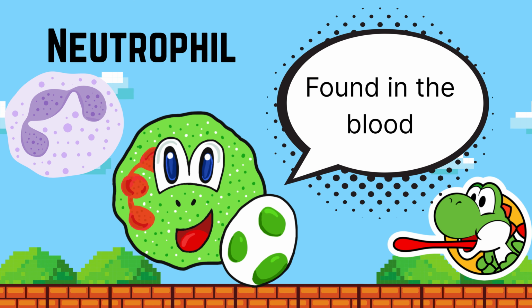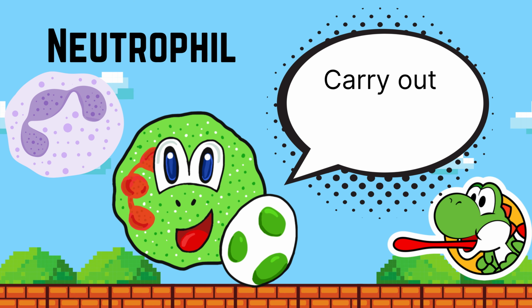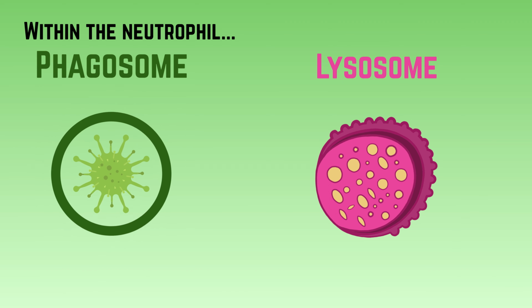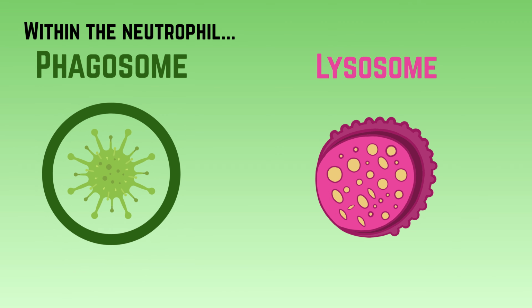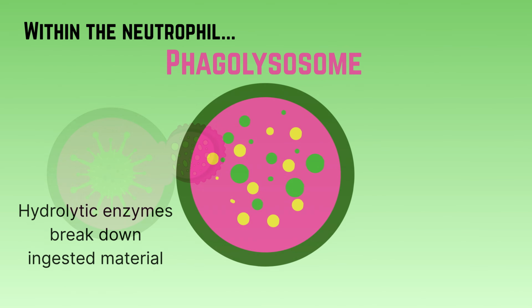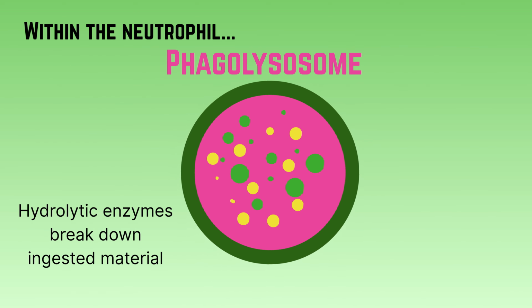Neutrophils are found in the blood, and their main role is phagocytosis for intracellular killing. Neutrophils phagocytose pathogens, just like how Yoshi eats and digests enemies. In phagocytosis, the cell membrane folds in on itself, forming a bubble that contains the pathogen. This is called a phagosome, which is inside the neutrophil cell. The phagosome then fuses with a lysosome to form a phagolysosome. The lysosome contains digestive enzymes which destroy the pathogen.